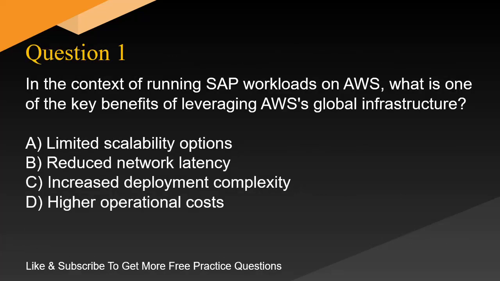Question 1. In the context of running SAP workloads on AWS, what is one of the key benefits of leveraging AWS's global infrastructure? A. Limited scalability options. B. Reduced network latency. C. Increased deployment complexity. D. Higher operational costs.